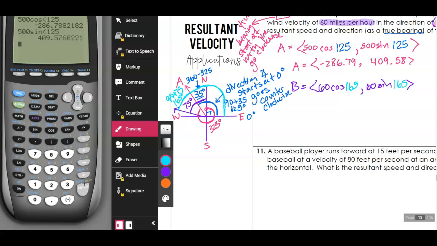So then all we now need to do is plug both of those into our calculator to finish getting our component form. 60 cosine 165 gives us negative 57.96 if I'm rounding to the hundredths place. And we do the same thing but sine to get our y value, and we have 15.53.